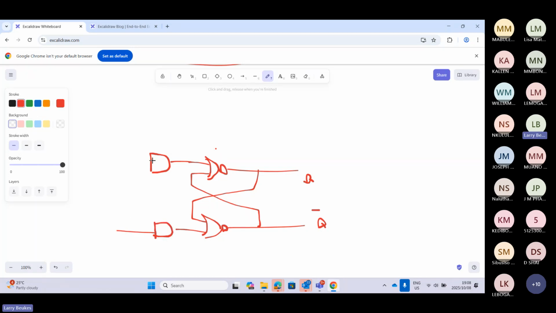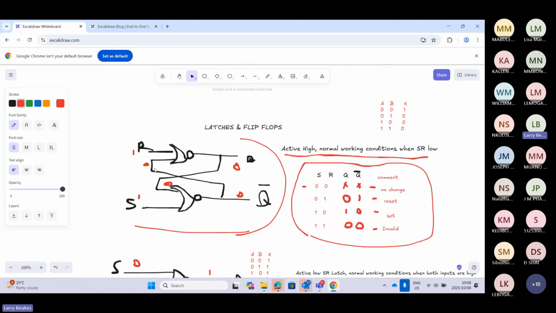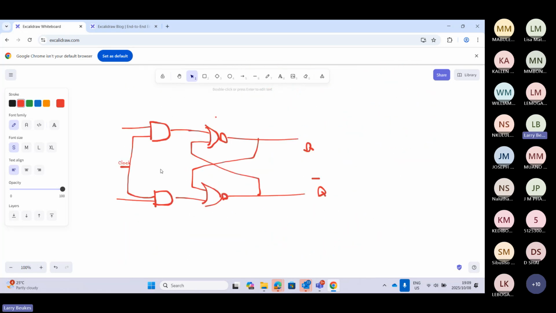Then we will have our input. Then we're going to have a clock pulse. Remember, with flip-flops, we have a clock pulse, right? Clock. So remember, this was R and this was S. So this becomes our R and this becomes our S. So basically here, in your truth table, you need to know how to draw this, right?